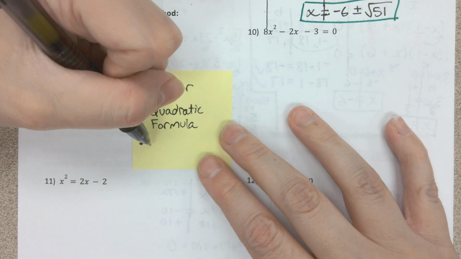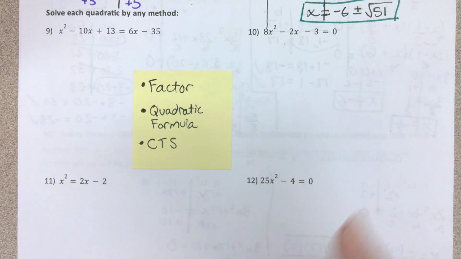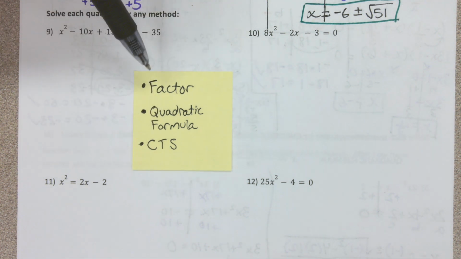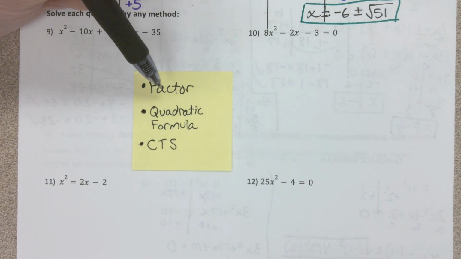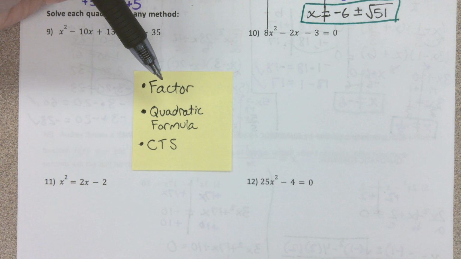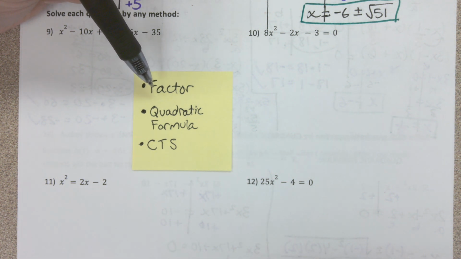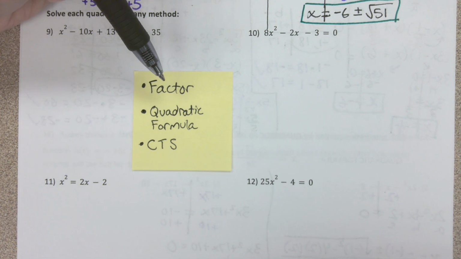And we have completing the square. I'll just write CTS for short. So let's talk about these 3 methods in comparison to one another. Factoring works most of the time. Most of the time I'd say is a fair assessment, but there are many times factoring does not work. Some problems just cannot be factored.